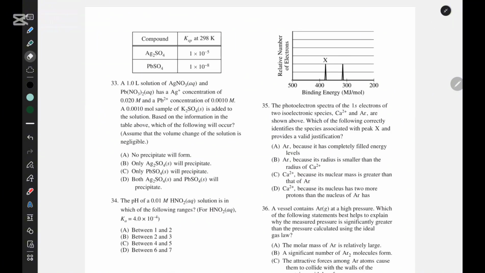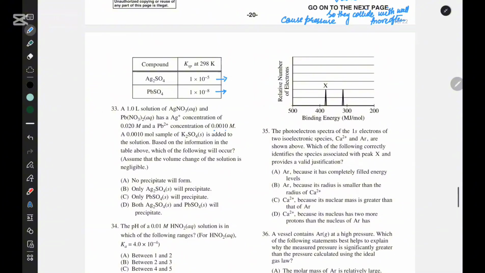In question number 33, they are saying a 1.0 liter solution of AgNO3 and Pb(NO3)2 has a silver ion concentration of 0.020 and a lead ion concentration of 0.001. They have given the Ksp values of Ag2SO4 and PbSO4, and they ask, based on the information in the table above, which of the following will occur. First of all, we need to find the value of Q.